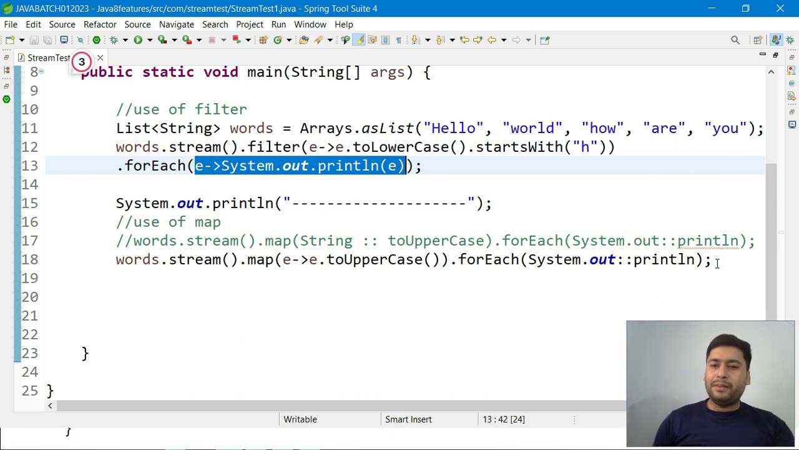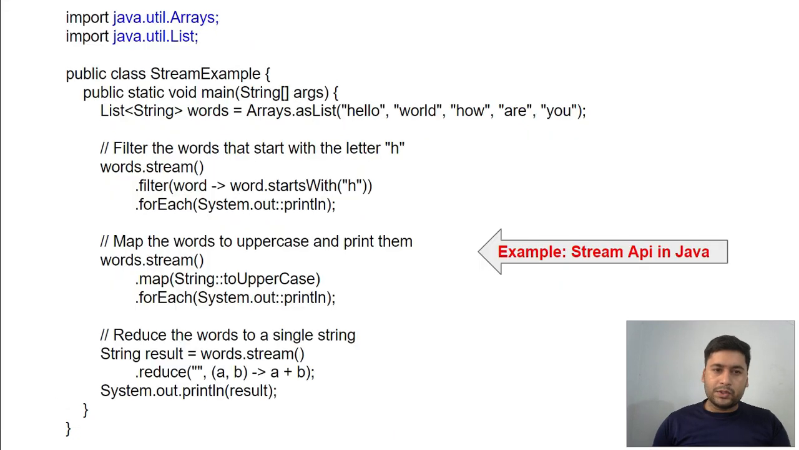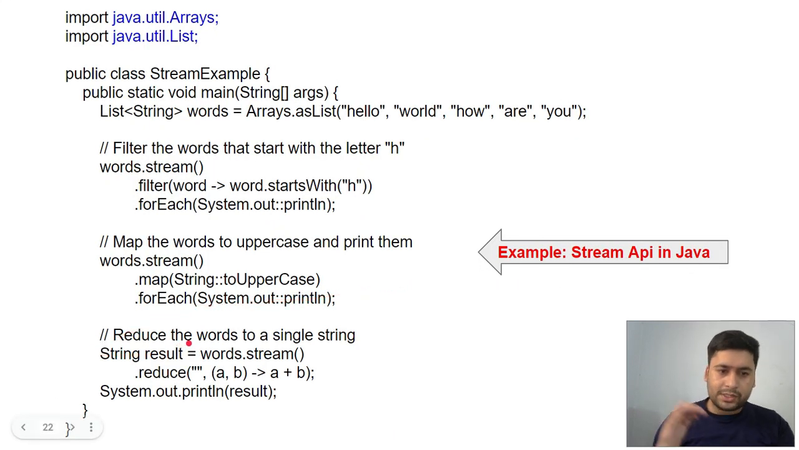Let me go and check out the third use of the method, which is reducing the words to a single string. For example, we have a result and words dot stream, and we have to reduce it. So we have used reduce, and we have passed a comma b, and we are adding a plus b with the help of lambda expressions. Also we are giving here a double-quoted string, and finally we are printing with s out. It will take two parameters, the first and the second, and this is the a plus b.